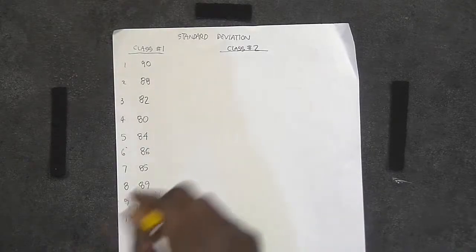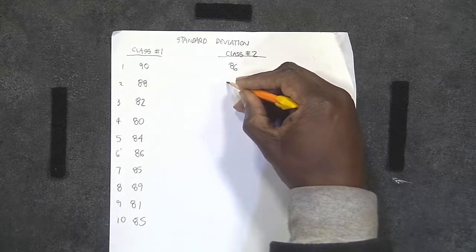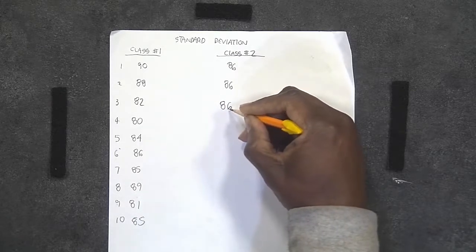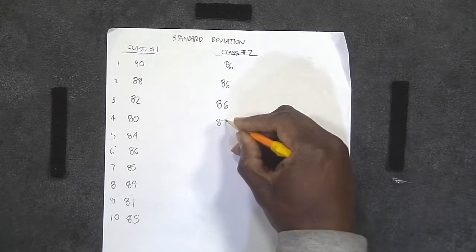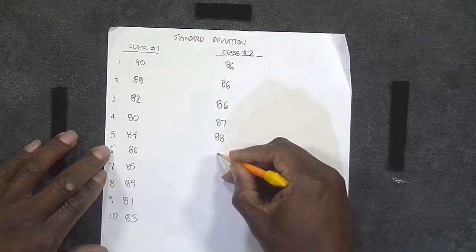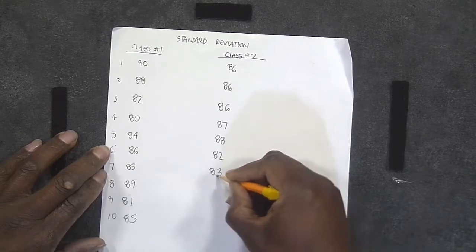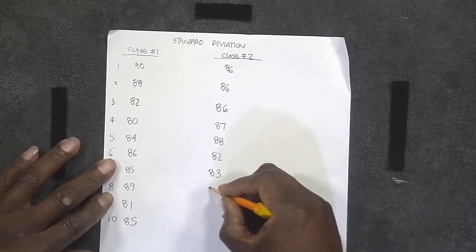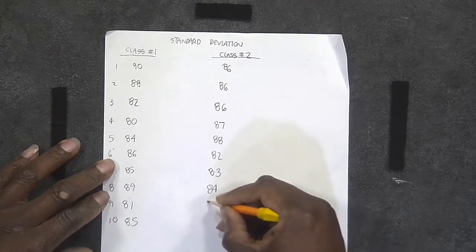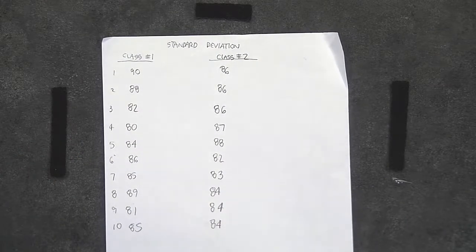Let's see if I can zoom out a little bit. Hopefully you can see that. Let's say we have another class. In that class, four students get an 86, another student gets an 87, another gets an 88, the sixth student gets an 82, the next gets an 83, and then the 8th, 9th, and 10th students all get 84s.